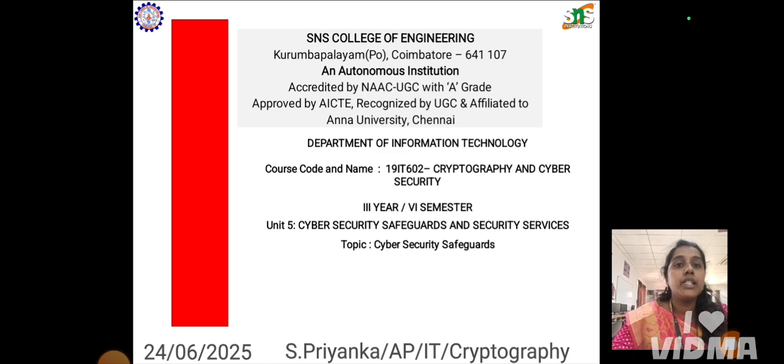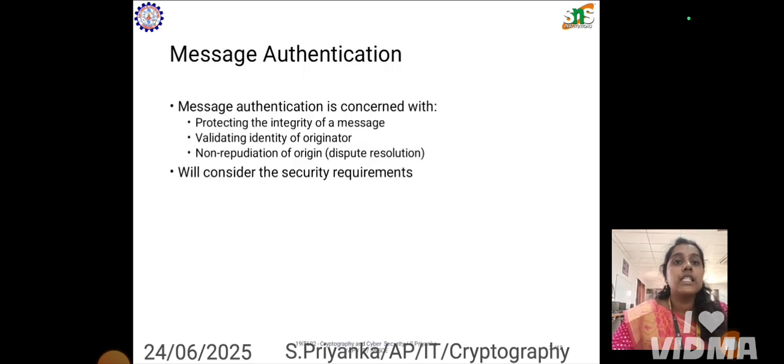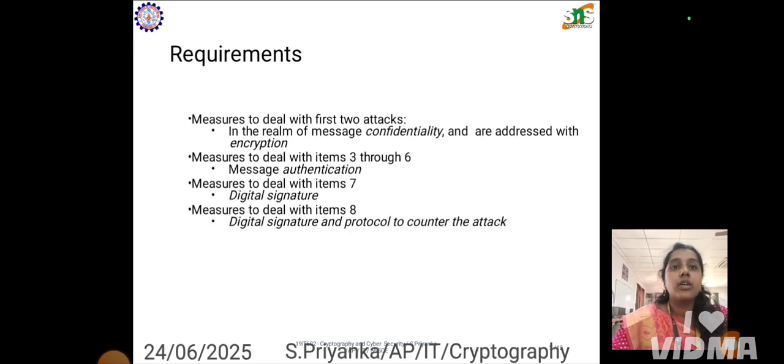Today we are going to see about cybersecurity safeguards and security services in the subject cryptography and cybersecurity. First of all, let's see about message authentication. Message authentication is concerned with protecting the integrity of a message, validating the identity of the originator, and non-repudiation of origin. Then it will consider the security requirements. Next, let's see what the requirements are.